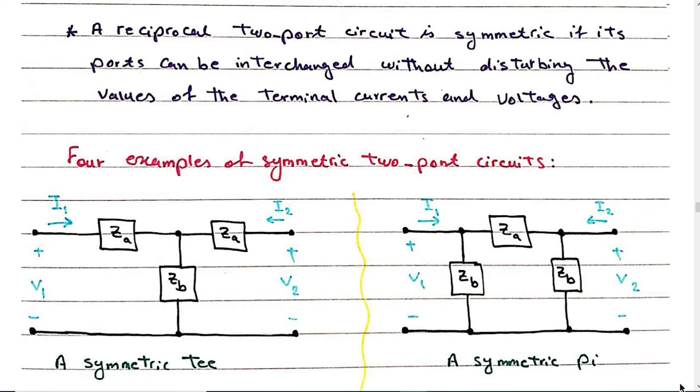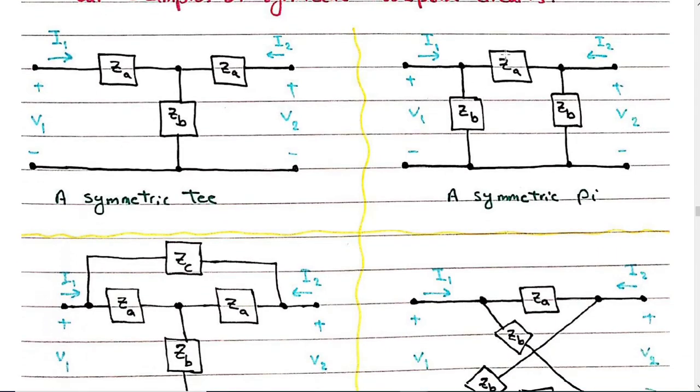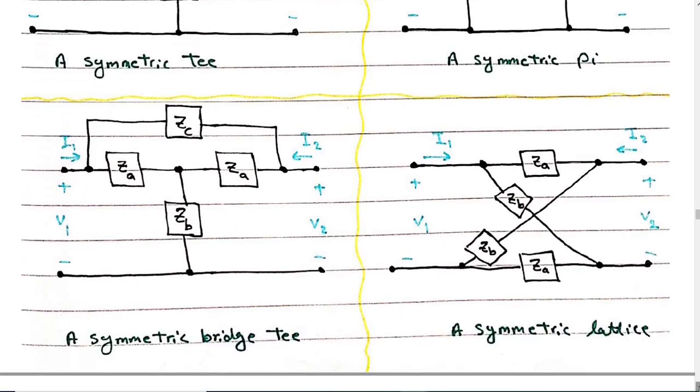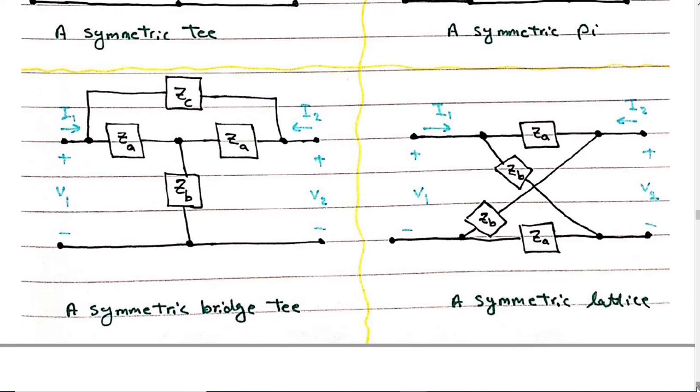The next one is pi. In pi you can see it is ZA, but these two are ZB. It means the impedances in these two branches are the same. And for the bridged T, ZA, ZA, ZB, and this is ZC. And for the last one, we have ZA over here and ZA over here. It means these two branches have the same impedance, and these two have the same impedance, ZB. Questions?